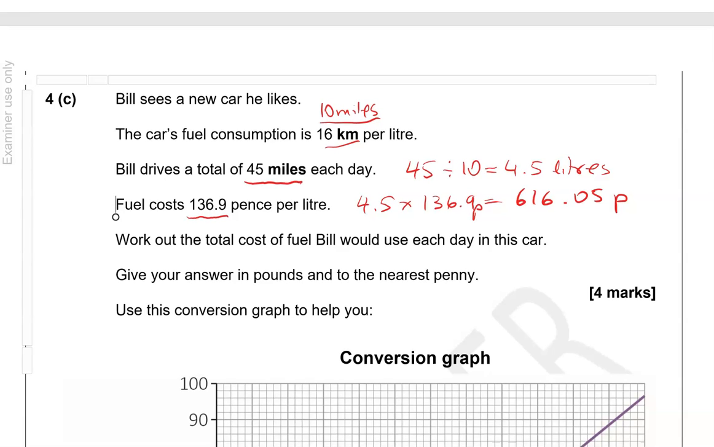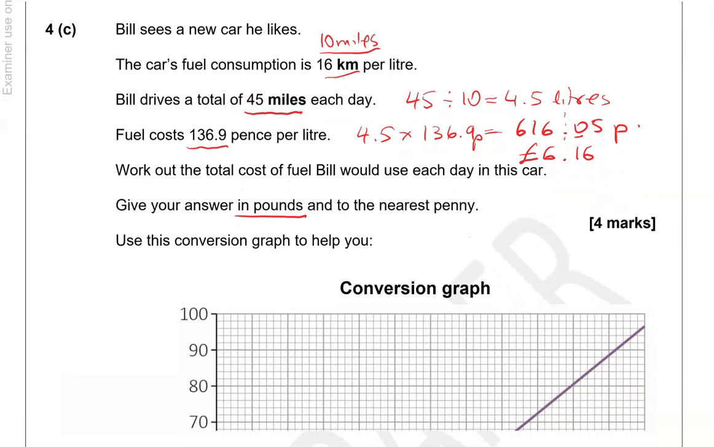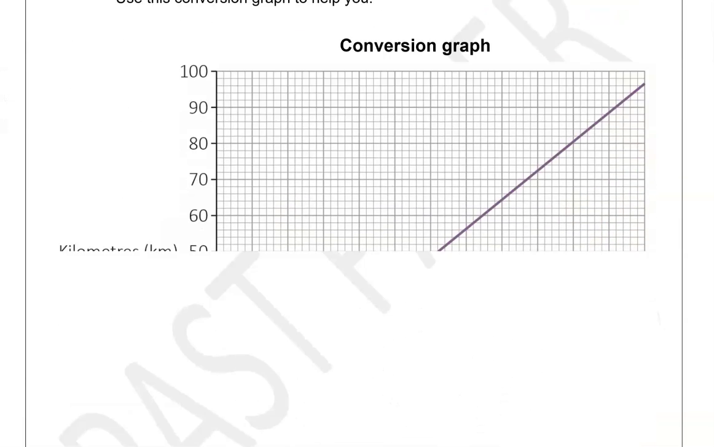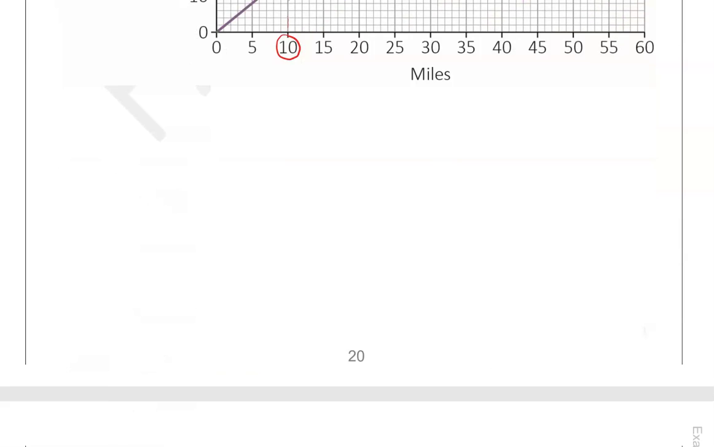Now we've got to give our answer in pounds to the nearest penny. So that is going to be dividing this by 100, because there are 100 pence in a pound. So this is £6 and 16 pence, because that's a 0, so that means we've got to round down. So £6 and 16 pence.